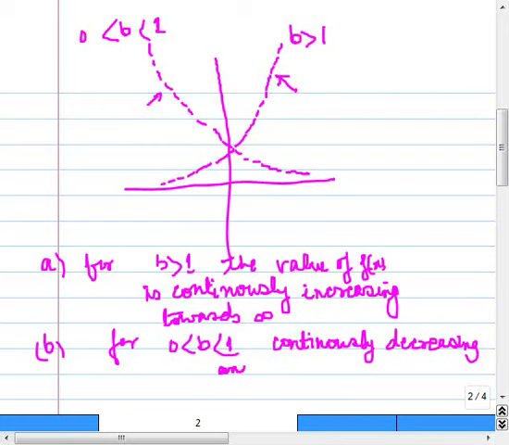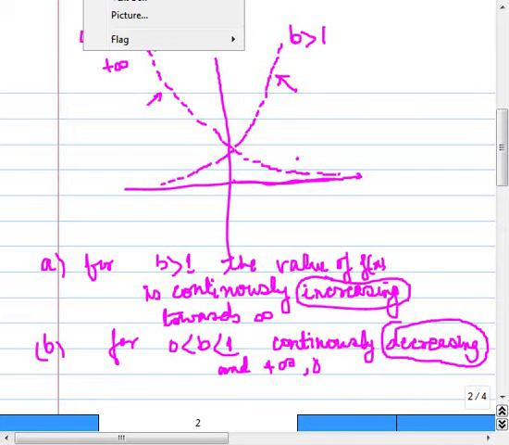And decreasing from plus infinity to 0. Here the value is going towards plus infinity to 0. Here the y value is going towards plus infinity as we increase x, and this value is going towards 0. This is b between 0 and 1. These are the two properties. So between these functions, this function is continuously increasing, and this is a decreasing function.